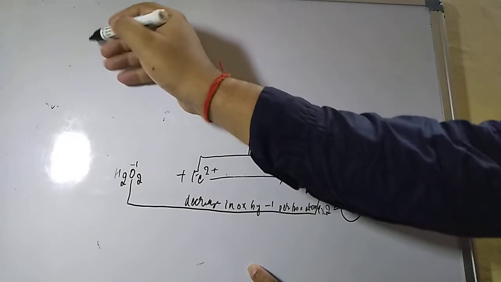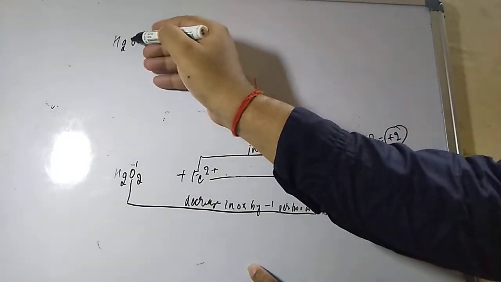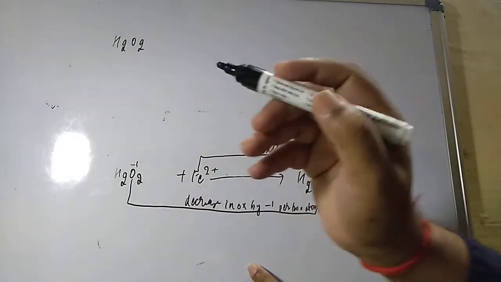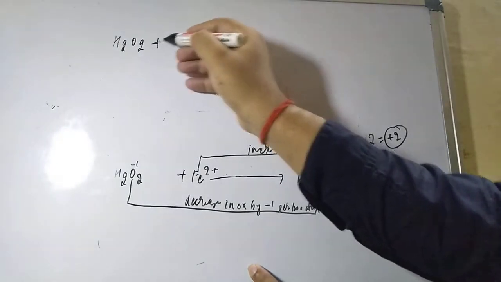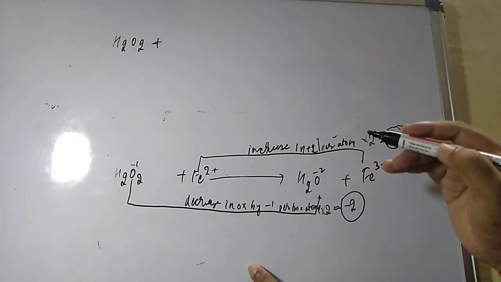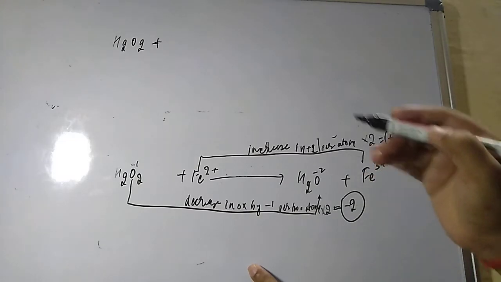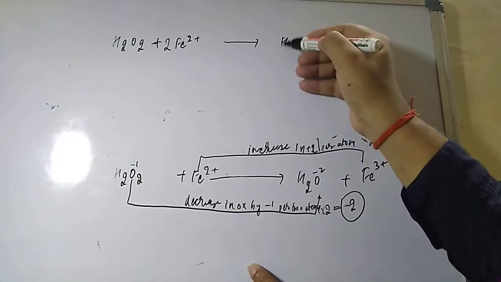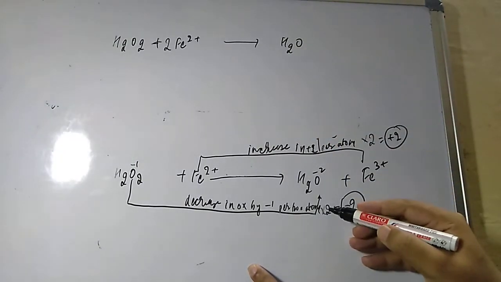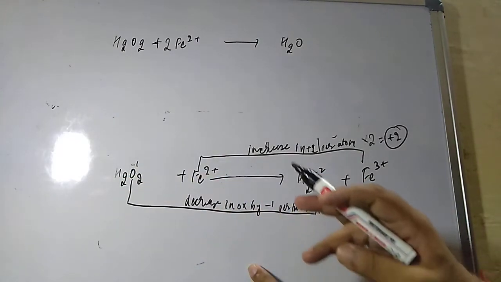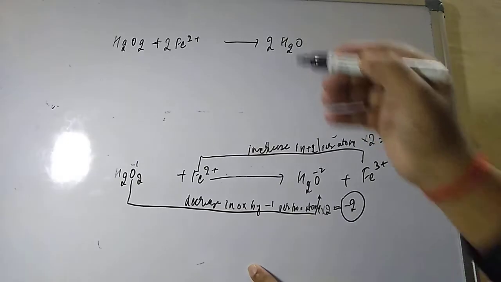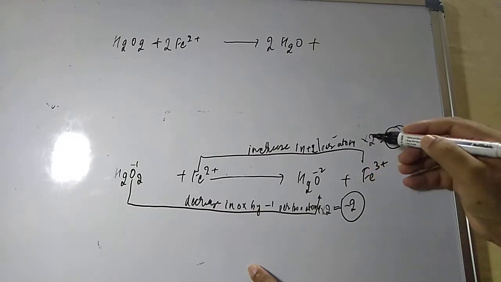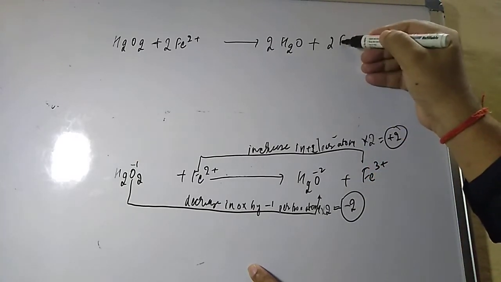After multiplying, I am writing H2O2. Here we need not multiply, because per 2 atoms are already there. Then Fe2+, multiply by 2 to equalize the loss and gain of electrons. Now it gives rise to H2O. Here you have to multiply, per 2 atoms are there on the other side, but not on this side, so we multiply by 2 to make per 2 atoms. And Fe again multiplied by 2, so it is 2Fe3+.